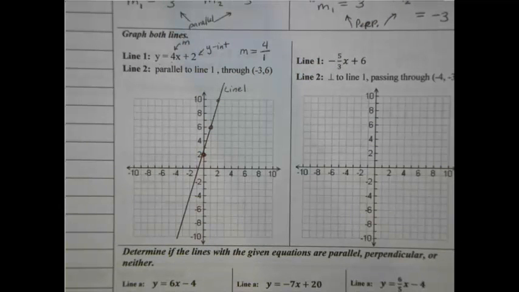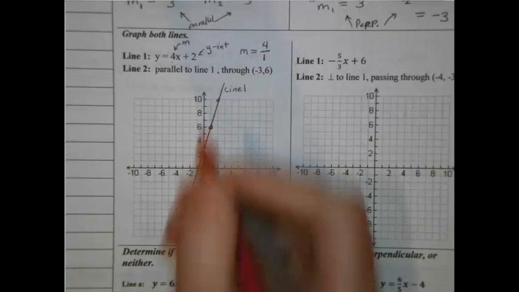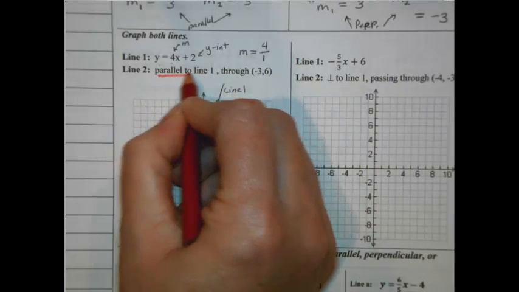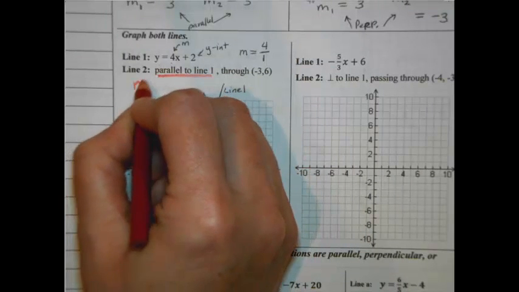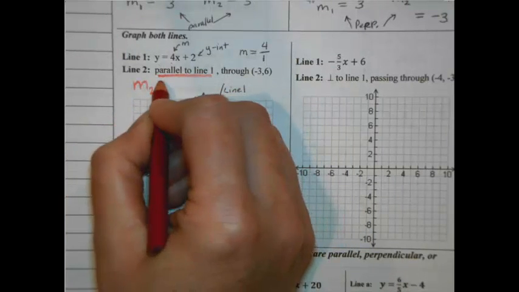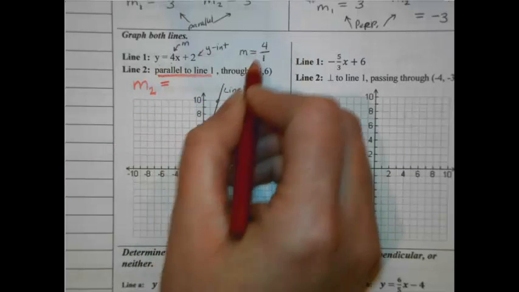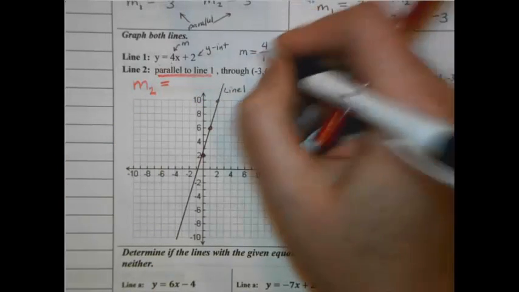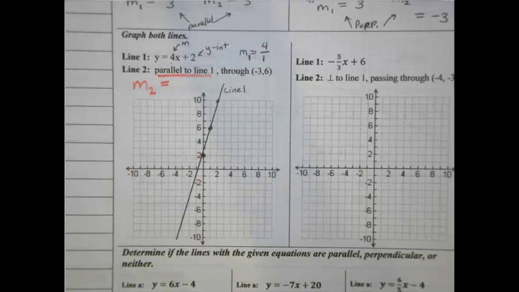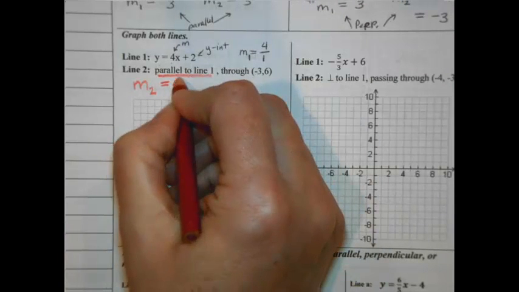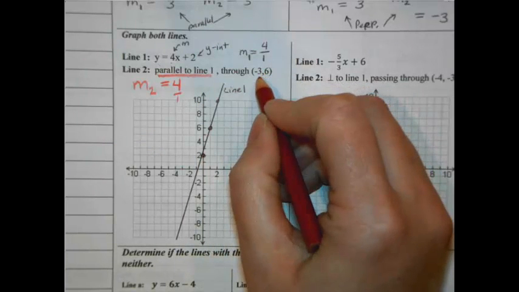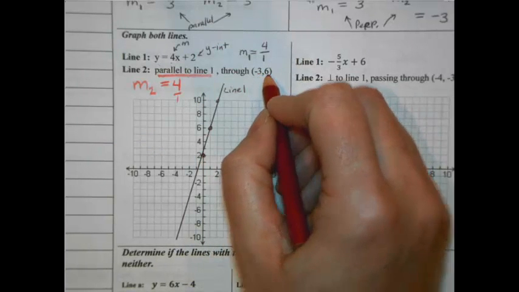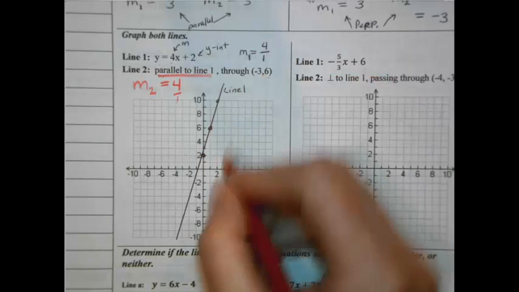Okay, line 2. Now line 2 has to run parallel to line 1. And what does that help me know? That helps me with the slope. I'm going to go parallel, so I want slope number 2 to equal the exact same thing it did in slope number 1. In fact, let me label this slope number 1. So slope number 2 is also going to be 4, or 4/1. And it's running through the point -3, 6. So my first step in this graph is to graph my point, -3, 6.